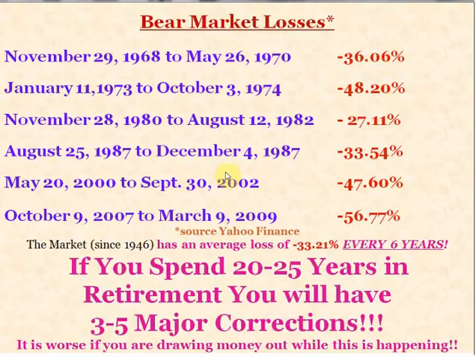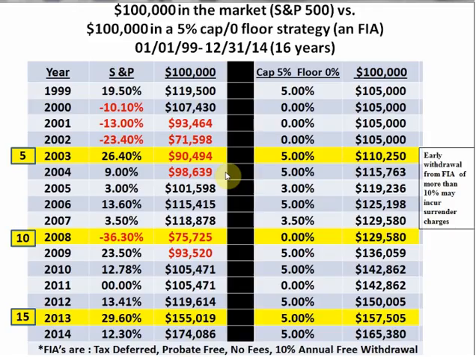And this is another way to look at the same or similar information. Here's $100,000 in the market, these first three columns, versus $100,000, these last two columns, in the S&P in the annuity strategy with a 5% cap. So the most you're going to make is 5% and a 0% floor.